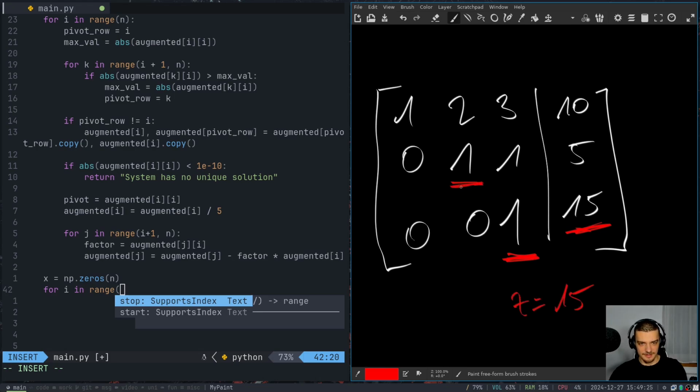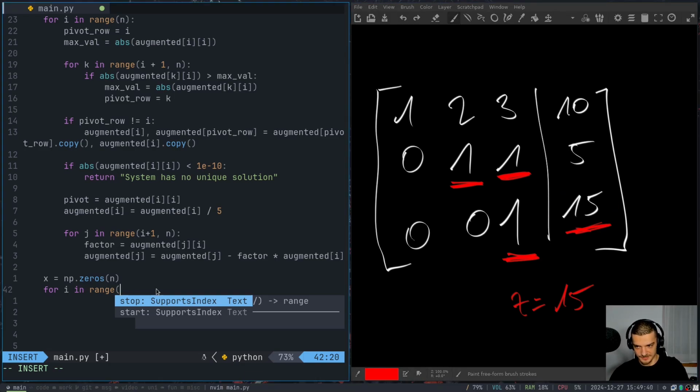Then I need to get this one here and subtract the value from the other row. So I need to take this, but I also need to subtract 1 times this value. So let me put this into code and then explain it again.